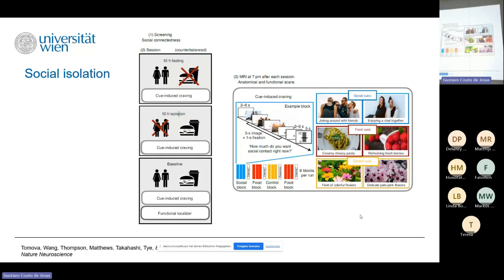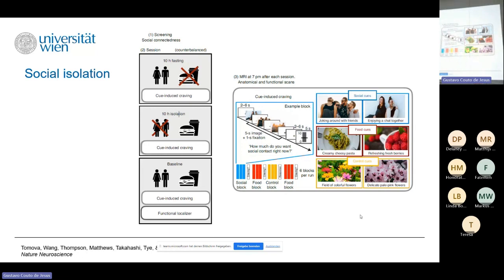The first study that experimentally manipulated social isolation was done by Livia Tomova in 2019 or 2020, so before the COVID breakdown actually. It was quite timely, because then what happened is what we have lived for a few years. What she did was a within-subject design in which participants were asked to come to the lab, and in different conditions they underwent different manipulations.